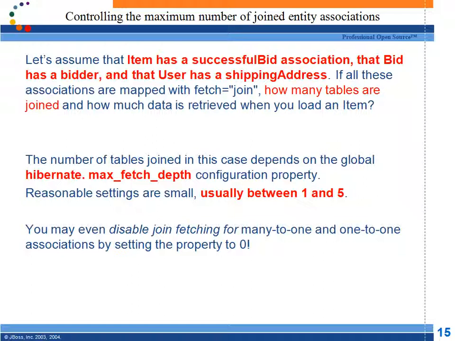More than 5 is not good. You may even disable join fetching for many to one and one to one resolution by specifying the property to 0. You can specify join fetch is equal to join by giving the value for this max_fetch_depth as 0. Now no outer joins will be performed at all.